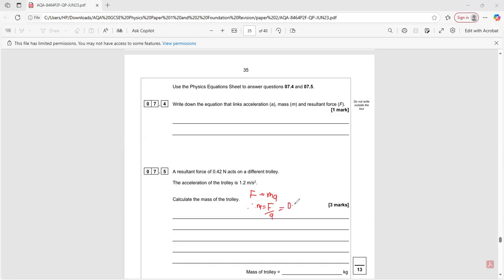That would give us what? 0.42 divided by 1.2. Help us crunch this. What did you get? 0.35. Okay, and it's in kilograms. Yep, we got it. Are you good with that? Can I proceed? Yes.